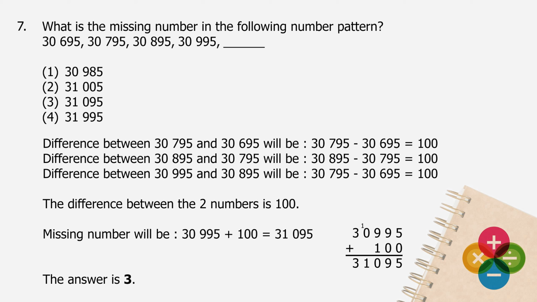The missing number will be, add 30,995 to 100, and the sum is 31,095. The answer is 3.